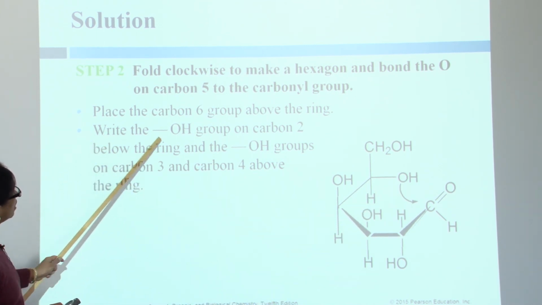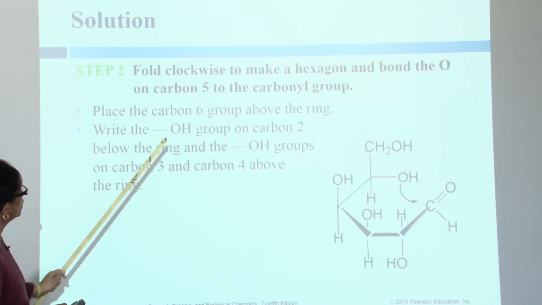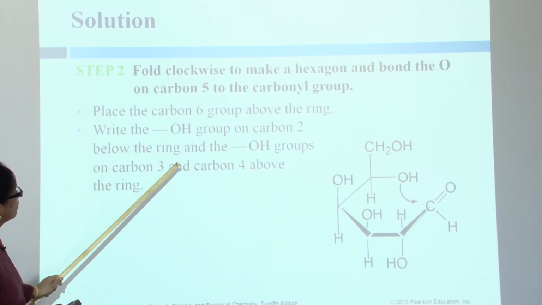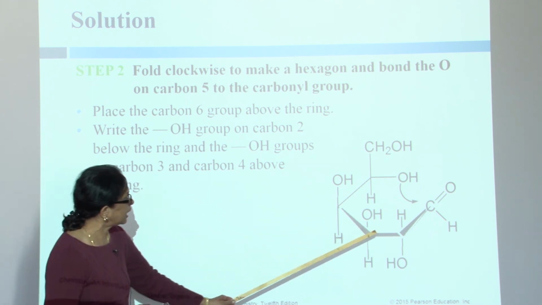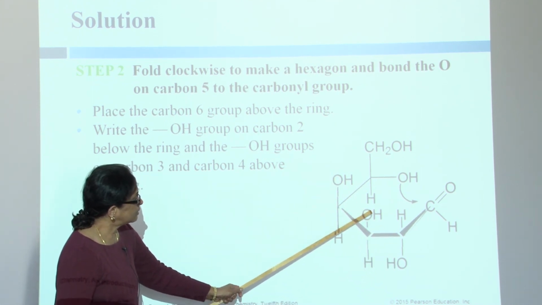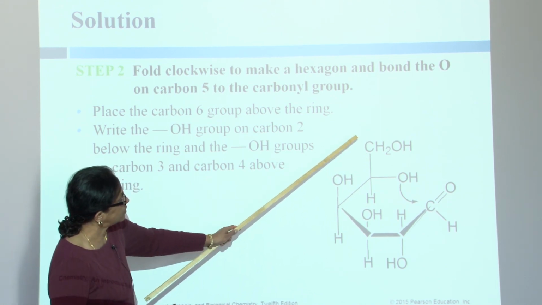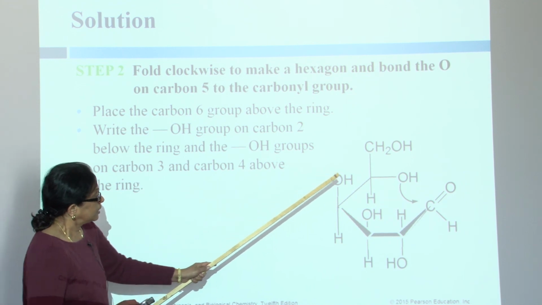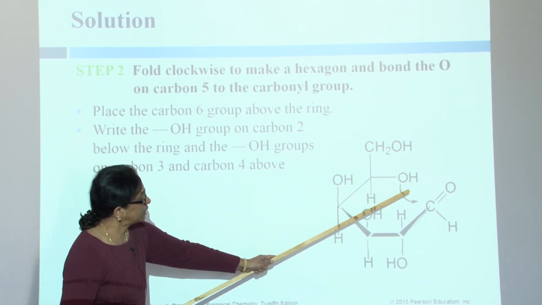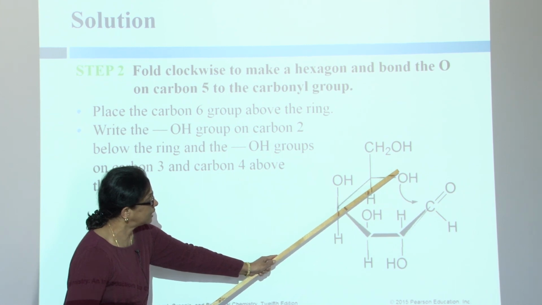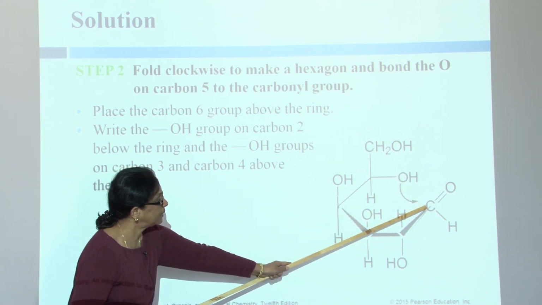Now write the hydroxyl group on carbon 2 below the ring, and the hydroxyl on carbon 3 and carbon 4 are above the ring. These are these hydroxyl groups. The CH2OH carbon 1 is located here. Now the hydroxyl is on carbon 5. The oxygen connects to carbon 1.